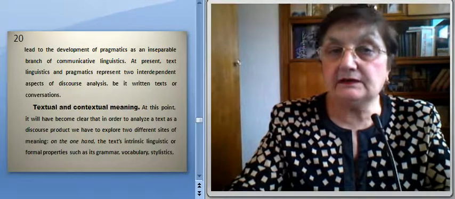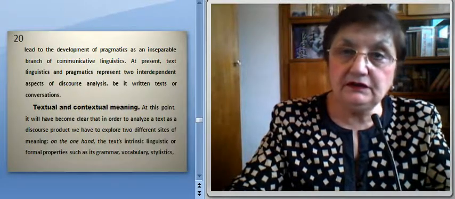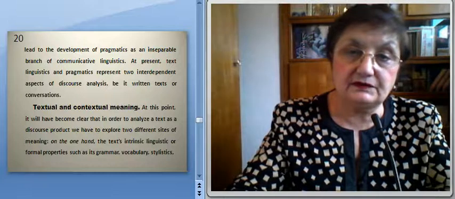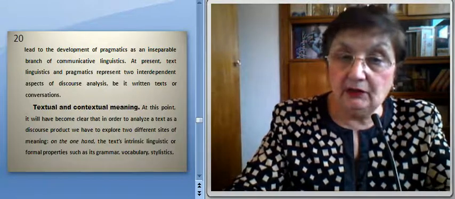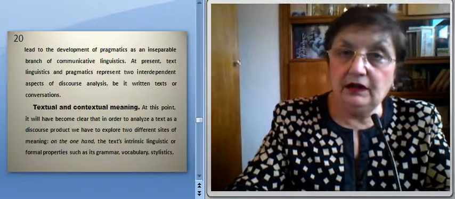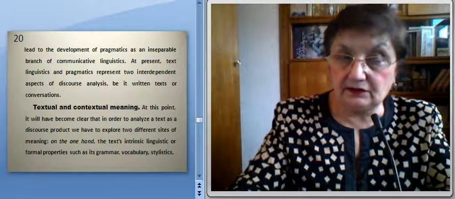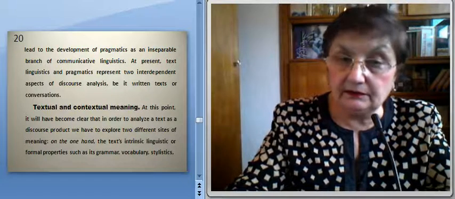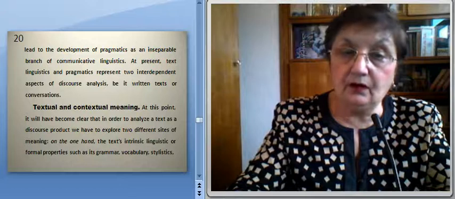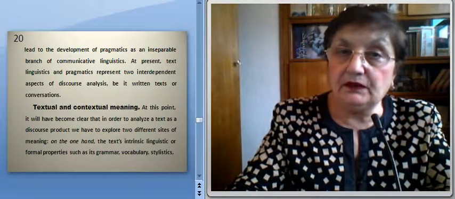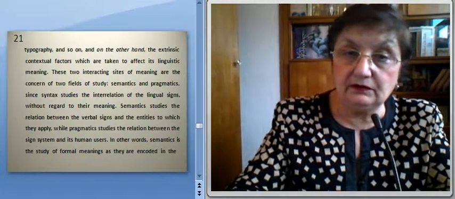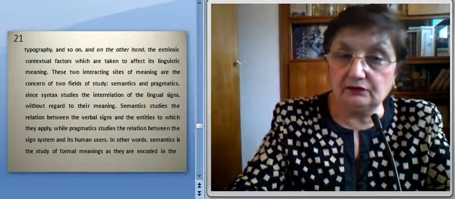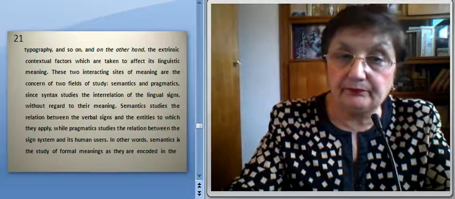At this point, it will have become clear that in order to analyze a text as a discourse product, we have to explore two different sides of meaning. On the one hand, the text's intrinsic linguistic or formal properties, such as its grammar, vocabulary, stylistics, typography, and so on, and on the other hand, the extrinsic contextual factors which are taken to affect its linguistic meaning. These two interacting sides of meaning are the concern of two fields of study, semantics and pragmatics, since syntax studies the interrelation of lingual signs without regard to their meaning.